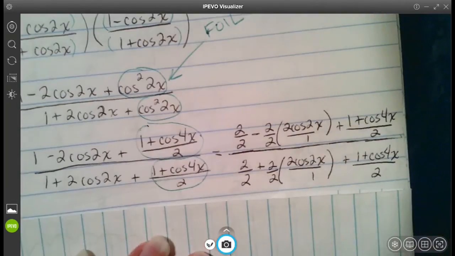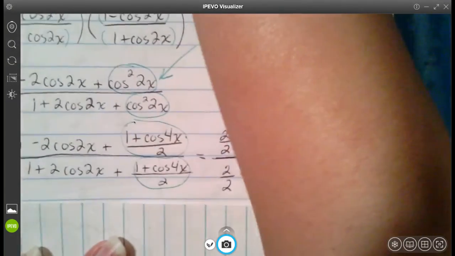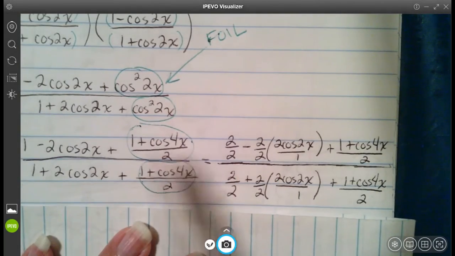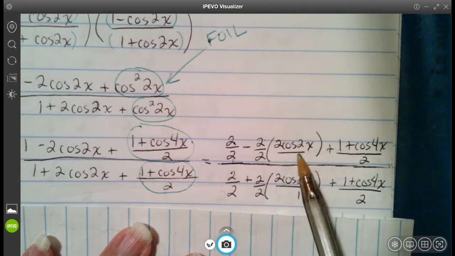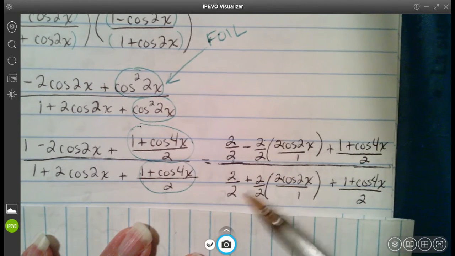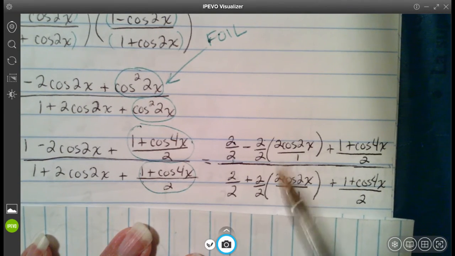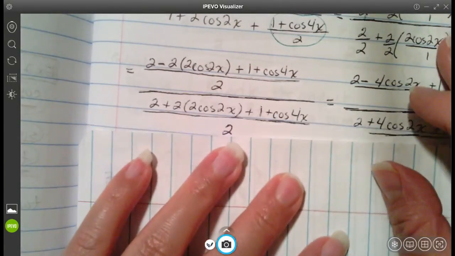Here we go. We need to simplify the top and the bottom. So what I did is I found common denominators. So that 1 became 2 over 2. I multiplied 2 over 2 times this one also because it's the same as 1. Basically, I did 2 over 2 to the places that did not have a denominator of 2. Okay, so this is just showing you where that's coming from. And then we simplified it.